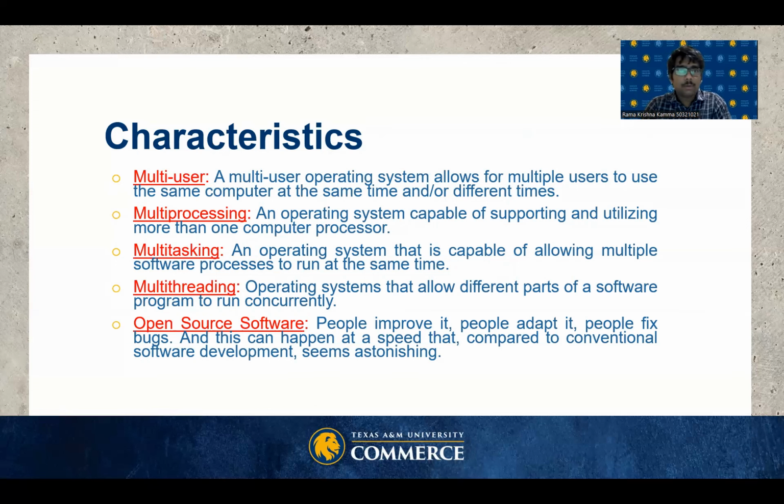A multi-processing operating system utilizes more than one processor at a time. Multitasking means we can do multiple tasks at a time. For example, while talking on our phone, we can chat with our friends. That is a good example of multitasking. Multi-threading means the operating system can run two different parts of a software program concurrently. For example, we can use Instagram and Facebook concurrently by switching between them.